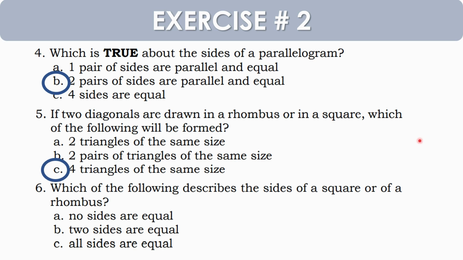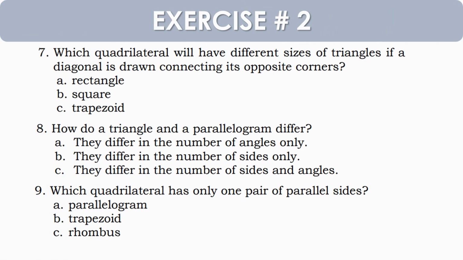Good job. Number 6. Which of the following describes the sides of a square or of a rhombus? A, no sides are equal. Letter B, two sides are equal. Letter C, all sides are equal. Correct. Letter C, all sides are equal. Number 7. Which quadrilateral will have different sizes of triangles if a diagonal is drawn connecting its opposite corners? Letter A, rectangle. Letter B, square. Letter C, trapezoid. Outstanding. Letter C is the correct answer, trapezoid.